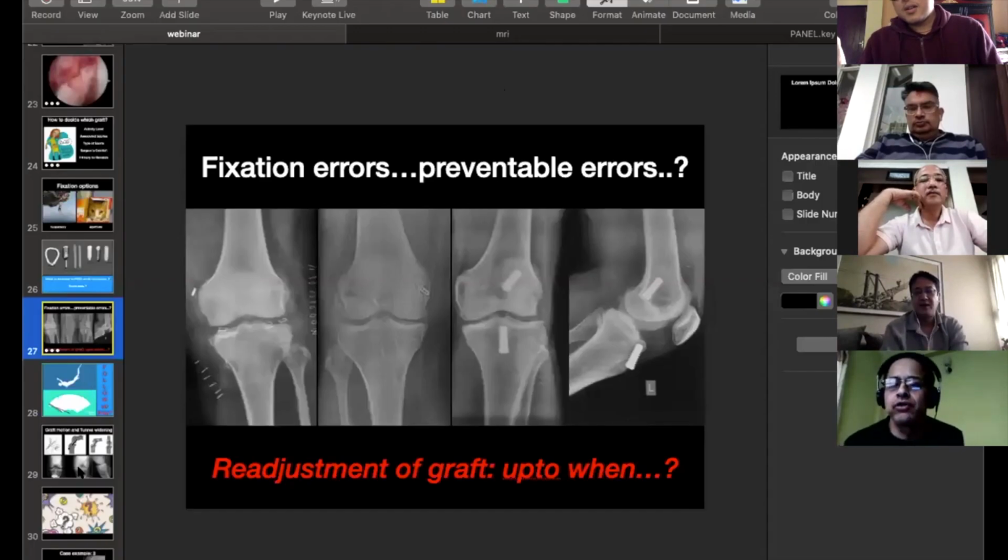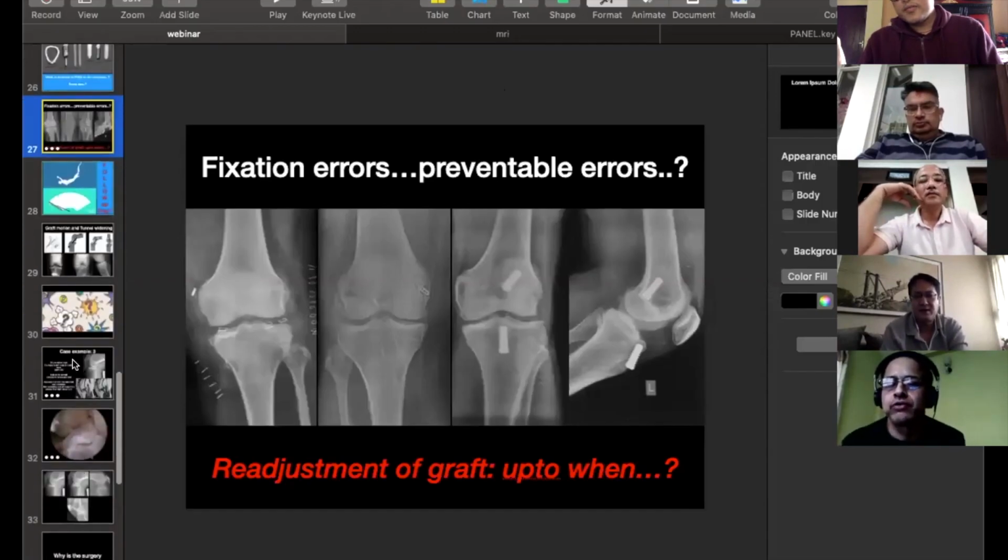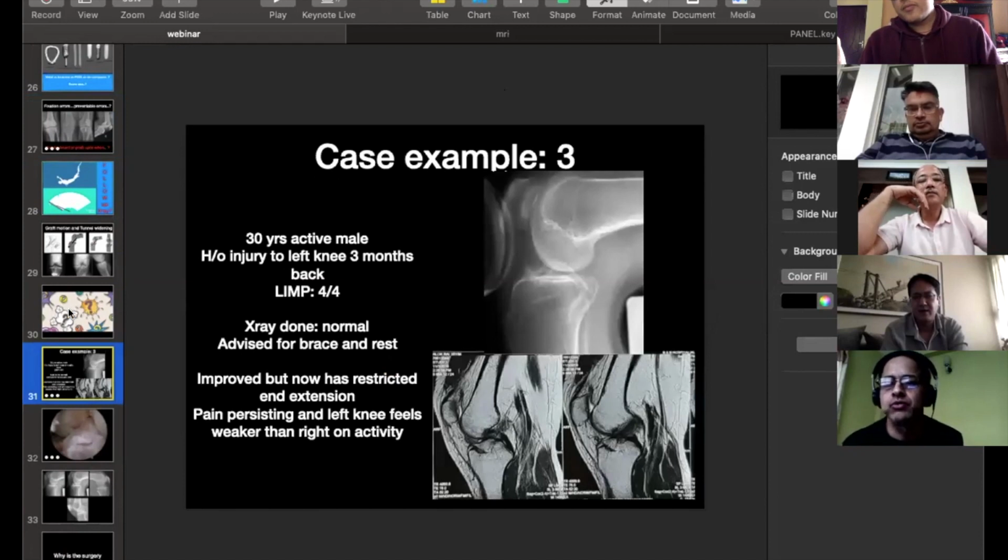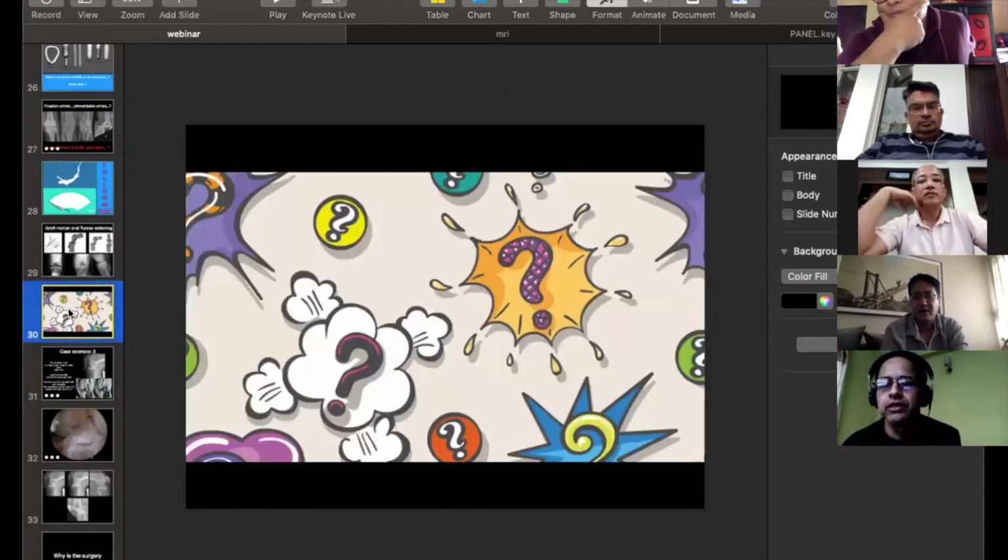If you have done a bone patellar tendon bone graft, would you like to see an X-ray after some weeks or months to see the healing? Yes, I agree with you. If you've done bone patellar tendon bone graft, yeah, maybe you need an X-ray.